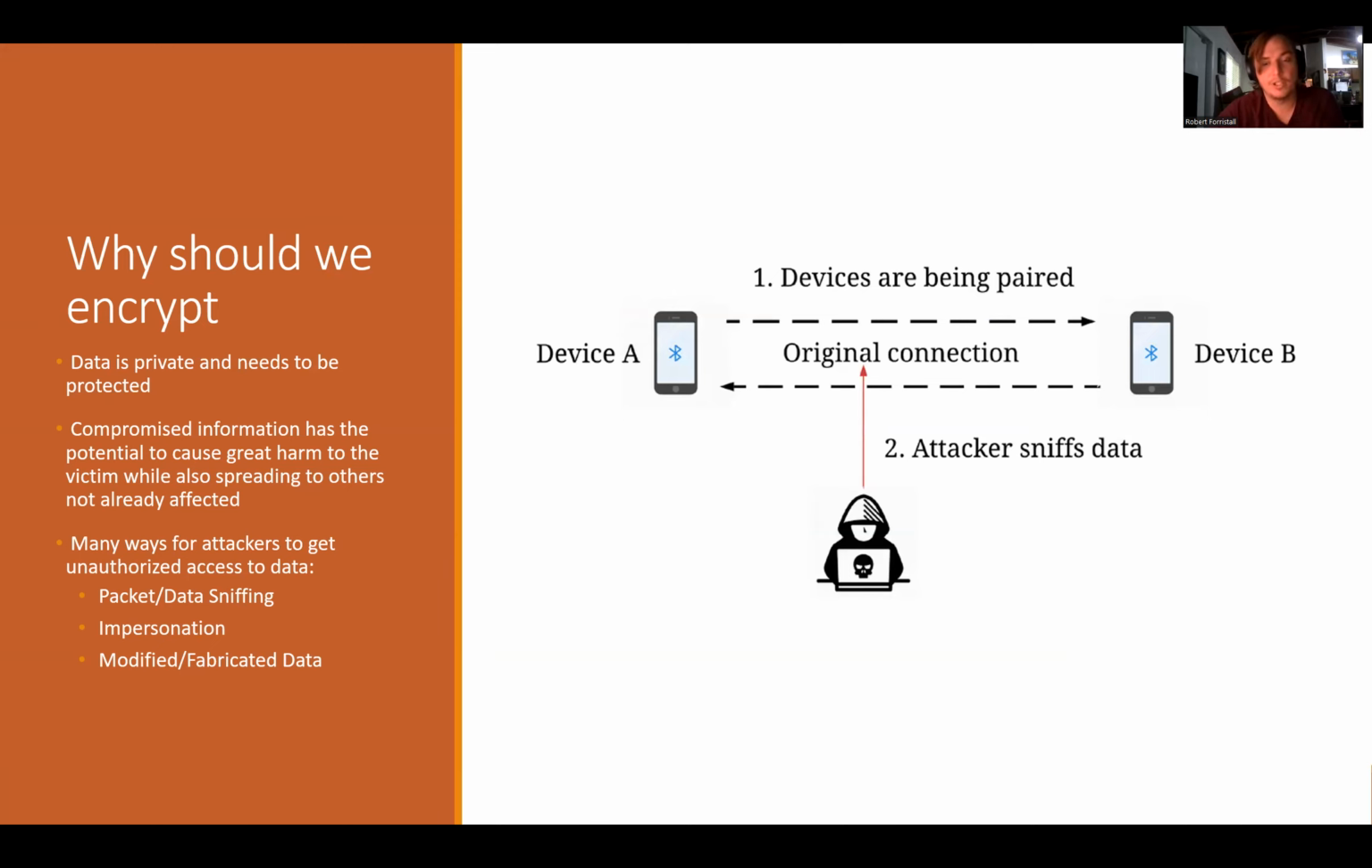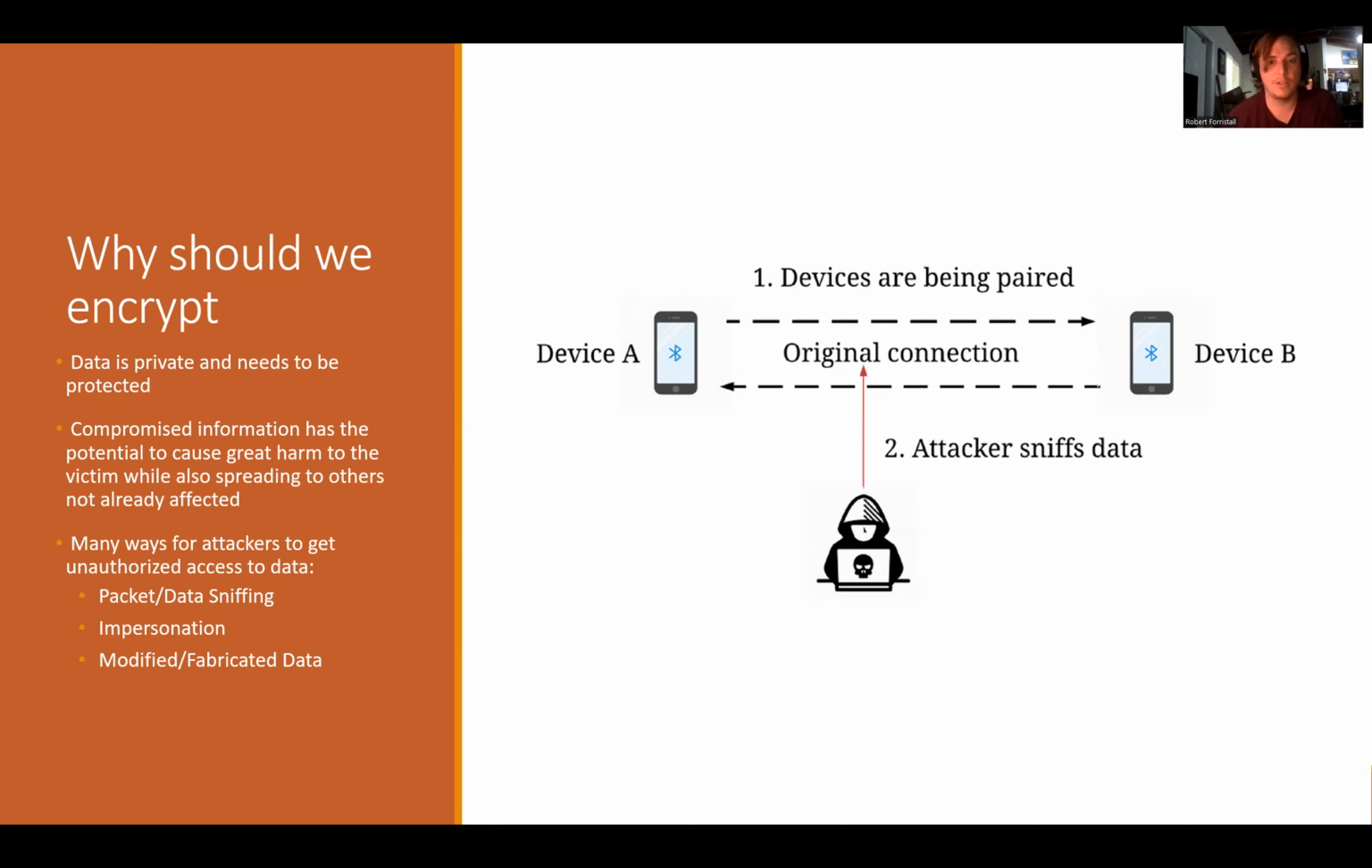Some of the ways that they do this is through packet sniffing, trying to gain information and data during its transmission, impersonation as an authorized user to gain access to data that they shouldn't have access to, and then also the option of sending modified or fabricated information to servers or destinations in order to, again, gain access to some form of information or account that they don't have authorization to have.